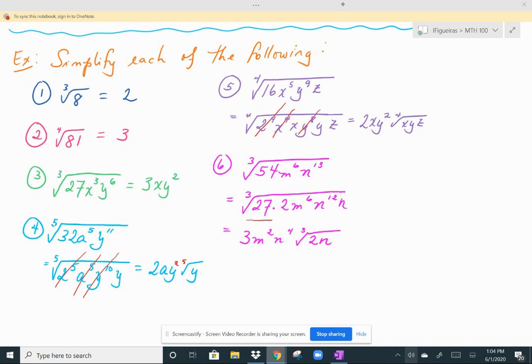So now the cube root of 27 is 3. That comes out of the radical. Cube root of m to the 6th is m squared. That comes out of the radical. Cube root of n to the 12th, 12 divided by 3, that gives me n to the 4th. That comes out of the radical. And then you're just left with cube root of 2n still inside the radical.